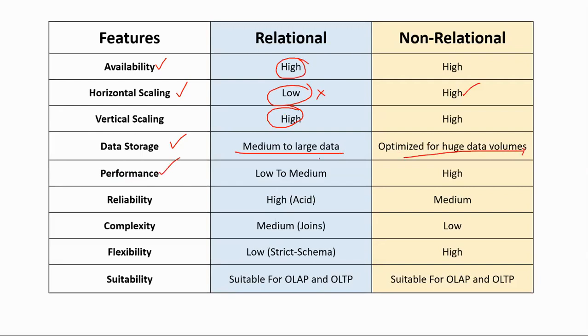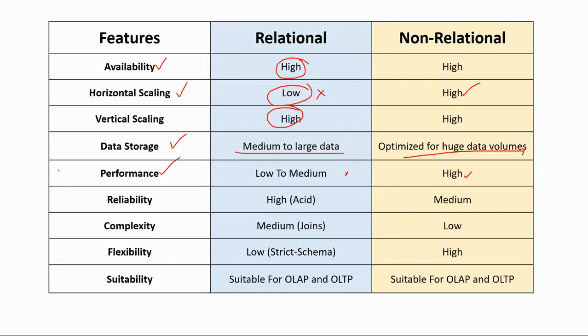Performance is higher in non-relational databases because when you go for horizontal scaling, the storage properties as well as performance will increase. So that's the reason non-relational databases can store a high amount of data comparatively, and the performance is also very good because you keep on adding one more cluster, one more machine to it. You cannot do that in relational databases because they are installed on only one machine.